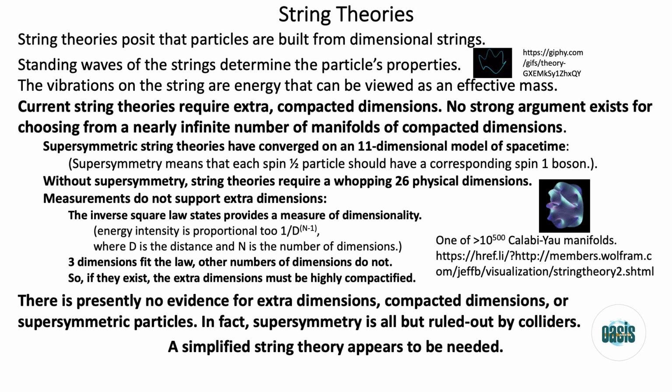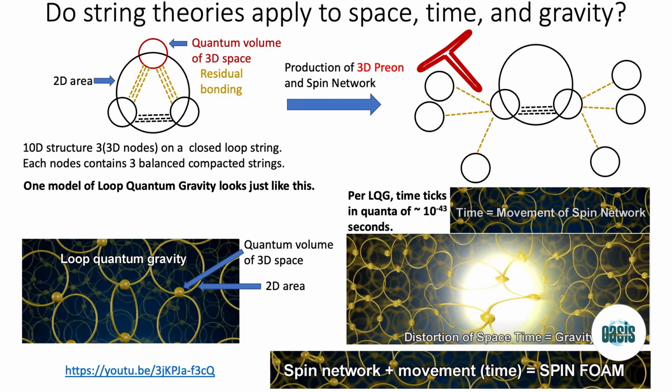And there's no mechanism by which you would compact those dimensions. There's no evidence for supersymmetry particles. In fact, collider experiments have all but ruled out supersymmetry. So simplified string theory seems to be needed. We need to get away from all these extra dimensions. So do string theories really apply to space, time, and gravity?